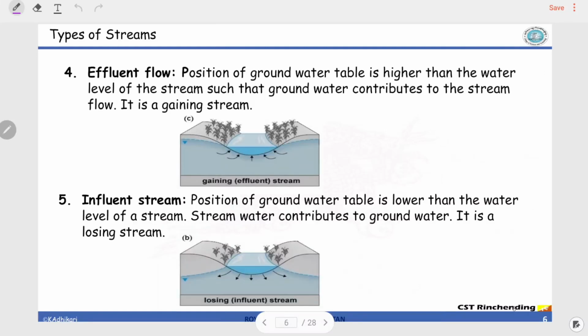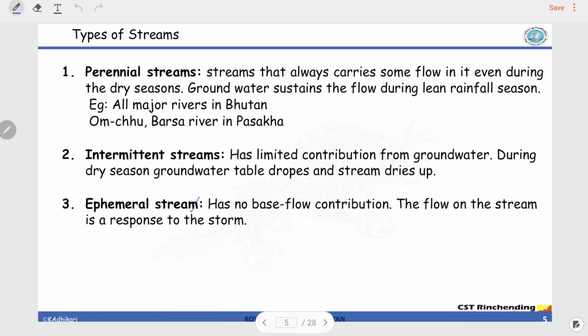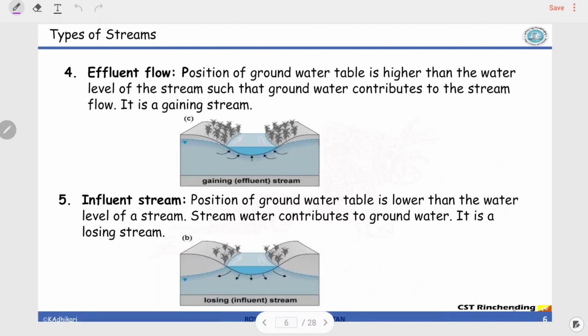Now there are other types. The previous classification we discussed was about whether water exists in the stream or not. Now what we are going to discuss is the source of this water. So it could be an influent stream or an effluent stream. In an effluent stream, also known as the gaining stream, groundwater contributes to the flow. You can see that from the diagram, it is very clear. And in an influent stream, the channel contributes to the groundwater. So there are two types.